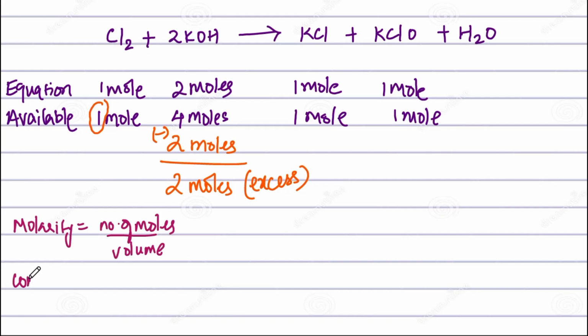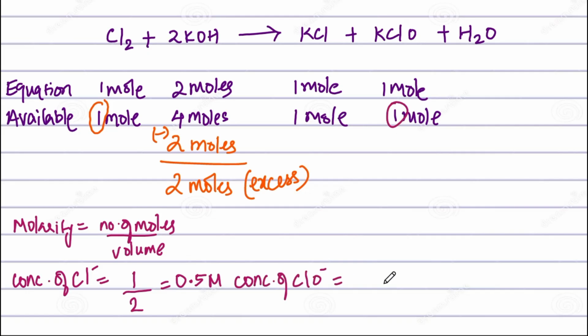So the concentration of Cl minus is equal to number of moles, so number of moles is 1, 1 divided by volume, volume is 2. So it is 0.5 M. Then concentration of ClO minus is equal to number of moles 1 divided by volume 2. So that is also 0.5. Then last, concentration of OH minus. So the number of moles is 2, 2 divided by the volume 2. So that is equal to 1.